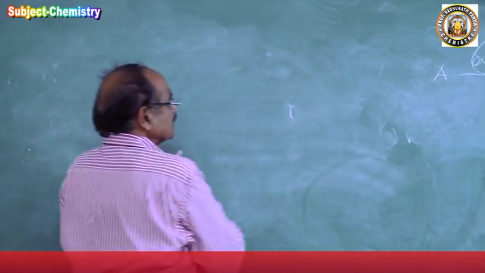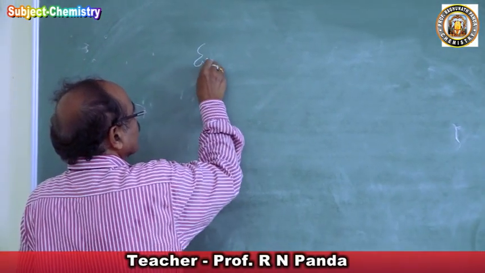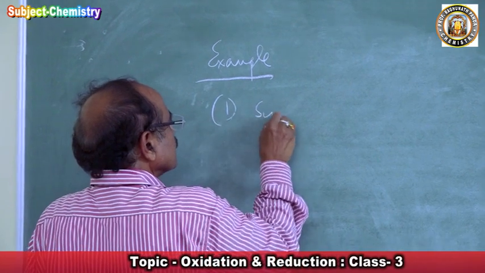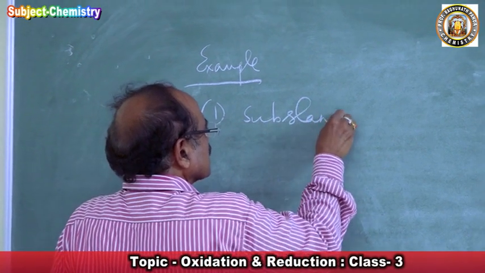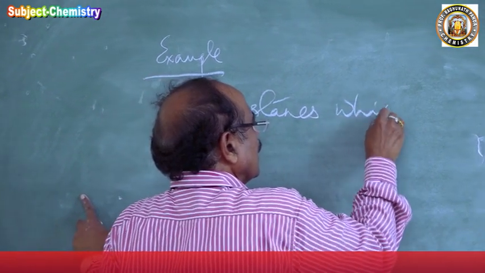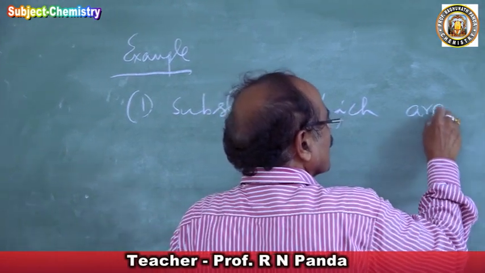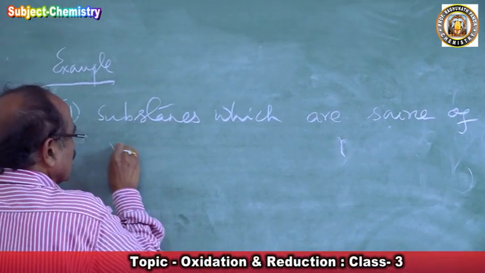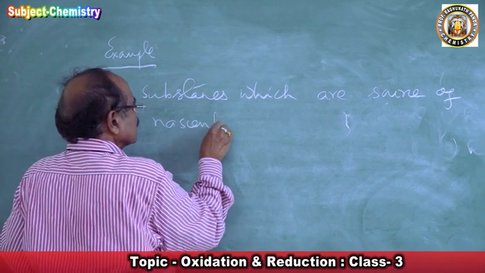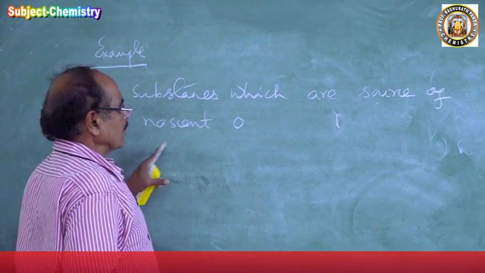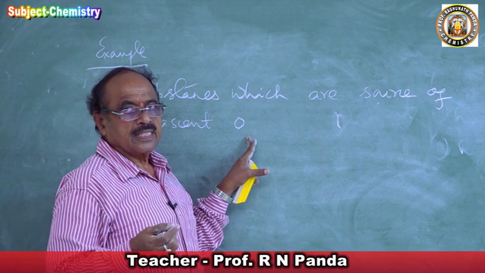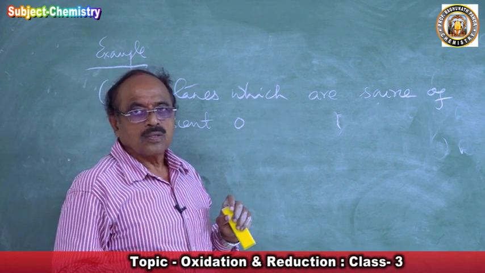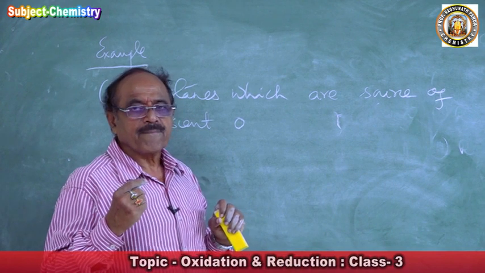So who are oxidizing agents? What examples can we give? One: substances which are a source of nascent oxygen. They can give nascent oxygen, so they are very good oxidizing agents.